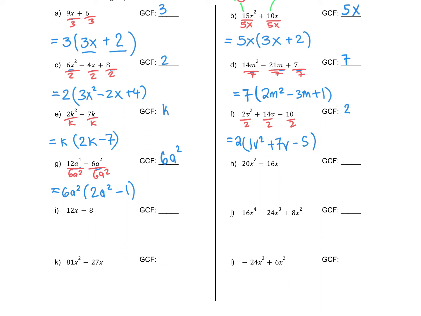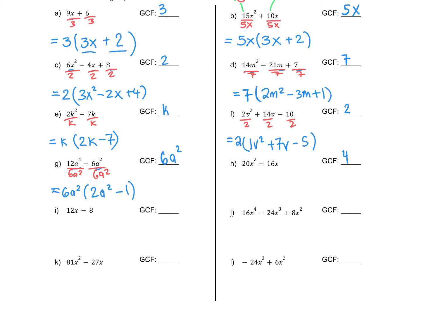All right, H. Pause this video, try to find your greatest common factor, and try to factor it, or come back to the video to check your work. 20 and 16. Now, they are both divisible by 2, but they're also both divisible by 4, and that is as high as you can go. If you said 8, 20 can't be divided by 8, so that wouldn't work.